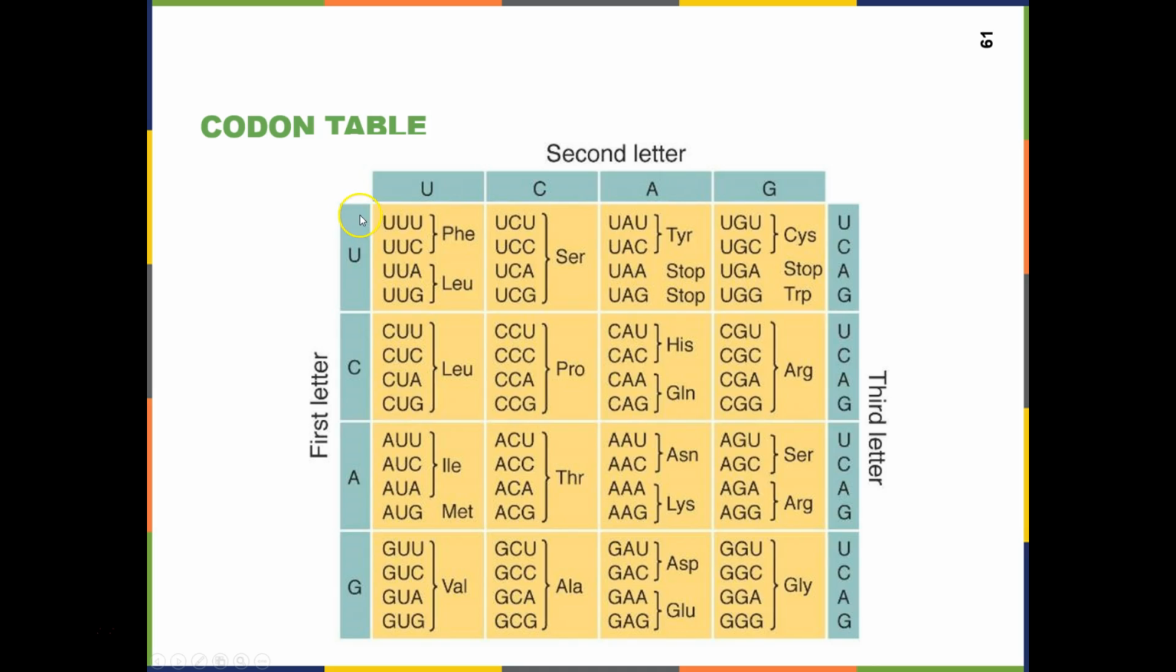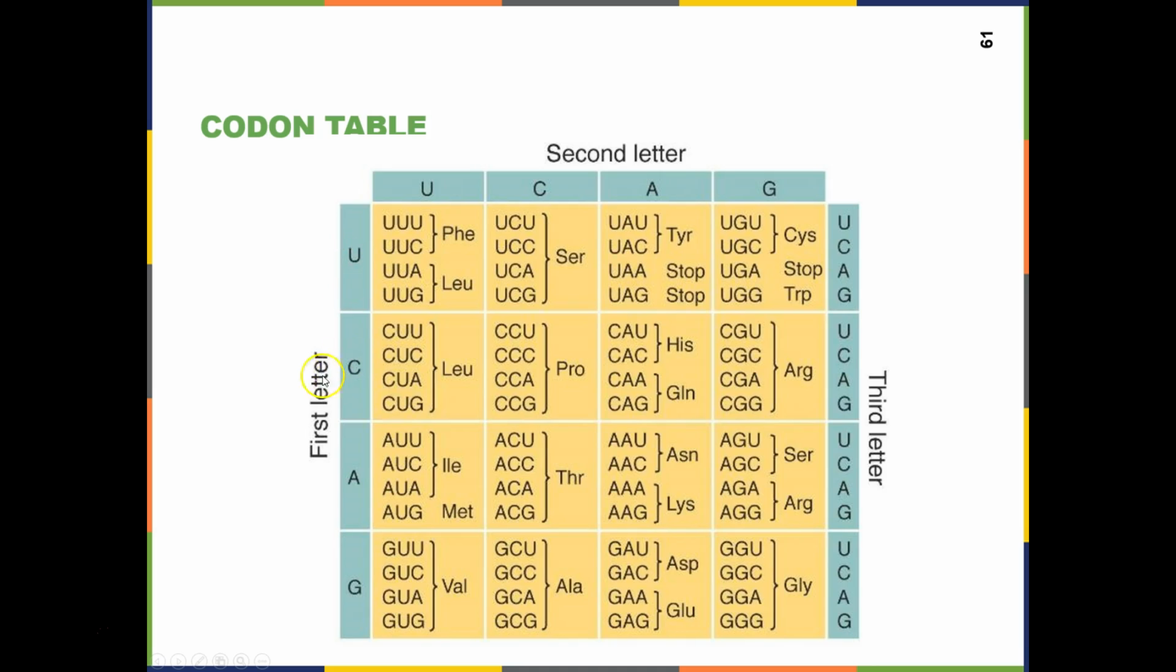So we read our codon table. The first letter is going to be found in this first column. The second letter is going to be found across the top row. And then the third letter will be found within each of the rows one time. So UCAG for that section, UCAG for this section.